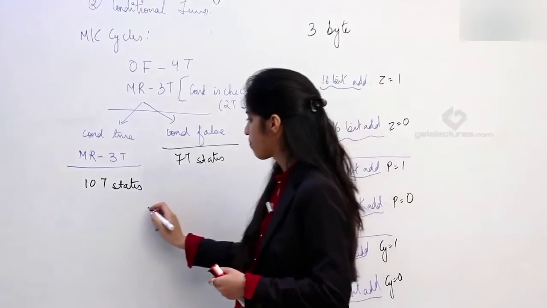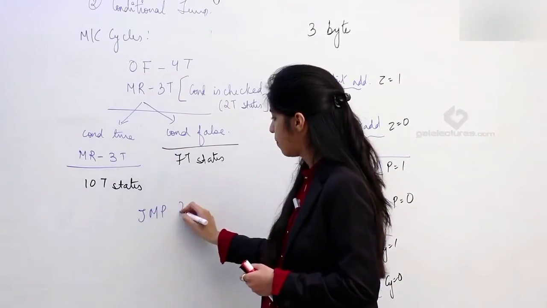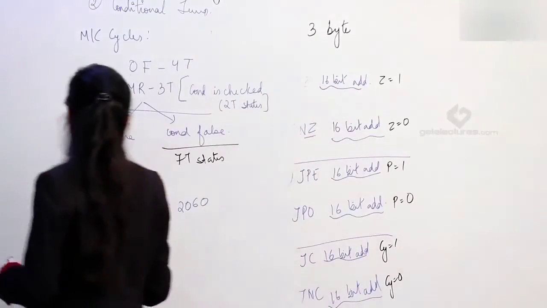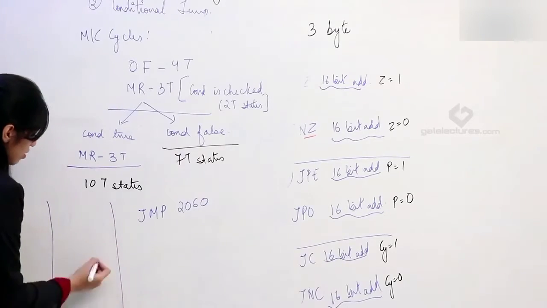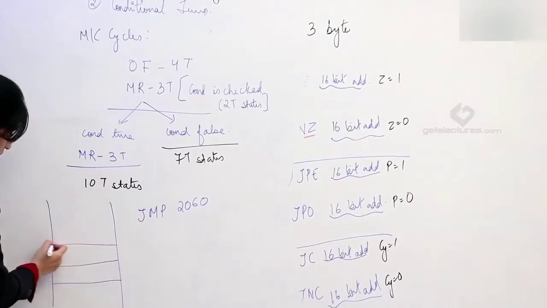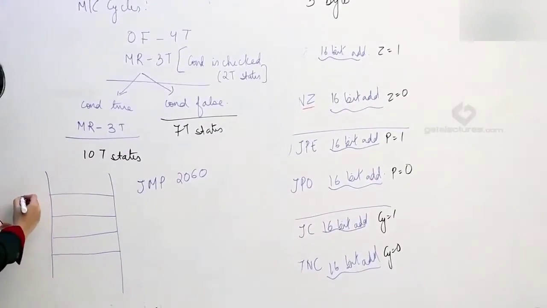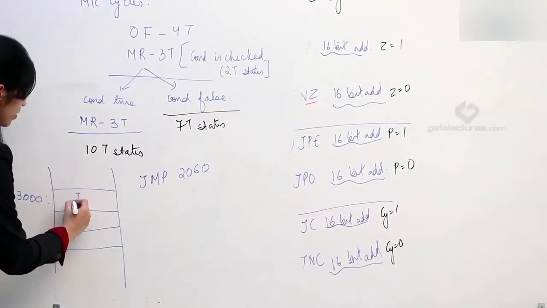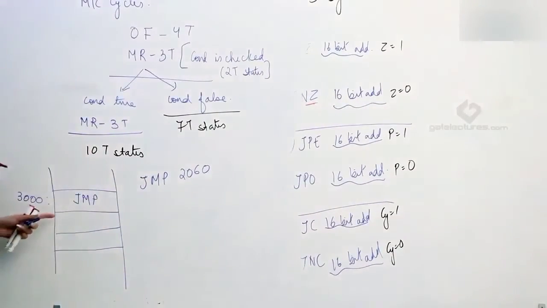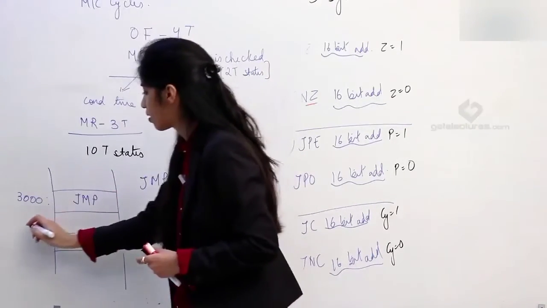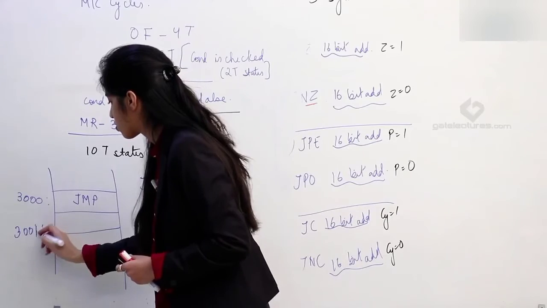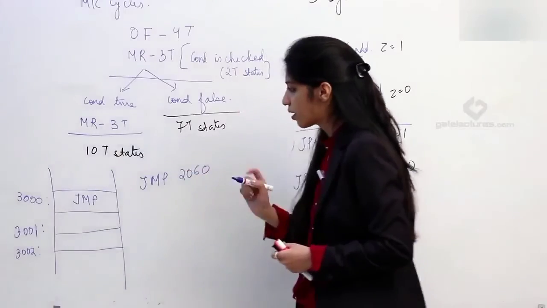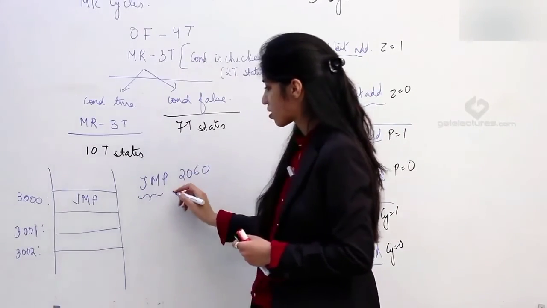One more thing that you can note here is, suppose there is an instruction like this, JMP 2060. So how is it stored in the memory? You can just have a look. Suppose this instruction started from memory location 3000. So at memory location 3000, you are going to store the opcode JMP. Since this is a 3 byte long instruction, it's going to take 3 memory locations, 3000, 3001 and 3002.